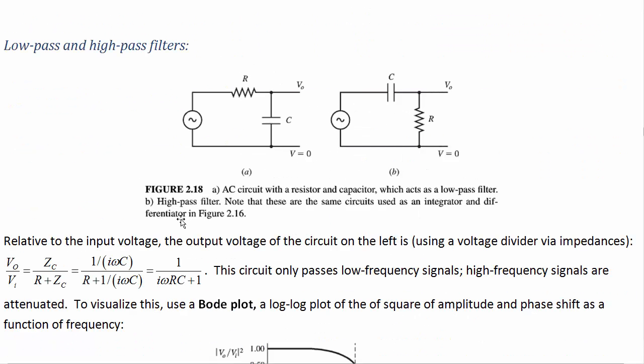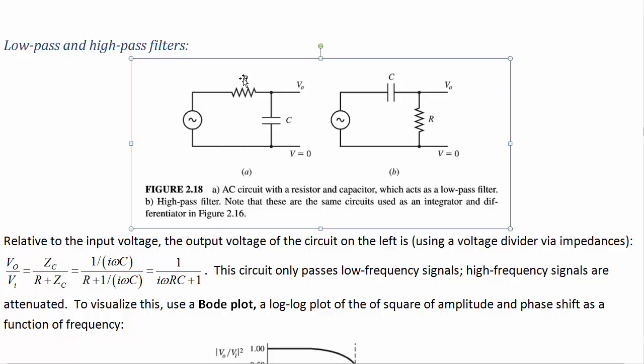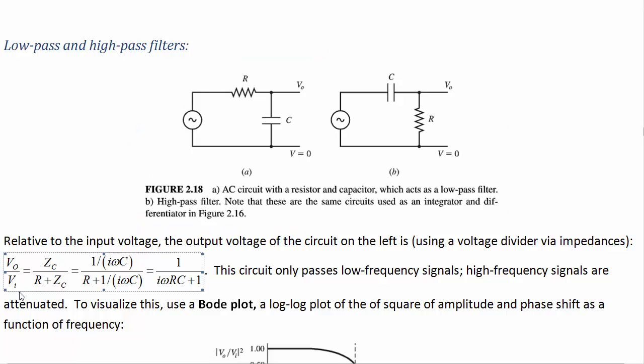Low pass and high pass filters. Consider this circuit on the left here. We've got an output voltage taken across the capacitor, and we've got some input voltage there. By finding the impedance of the capacitor and the resistor, we can use a voltage divider to find the transfer function, which is the ratio of the output to the input voltage. And that goes like 1 over (i omega RC plus 1).